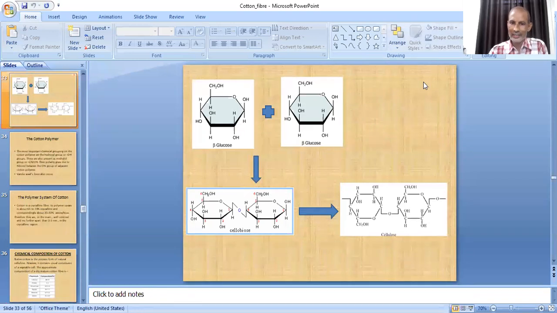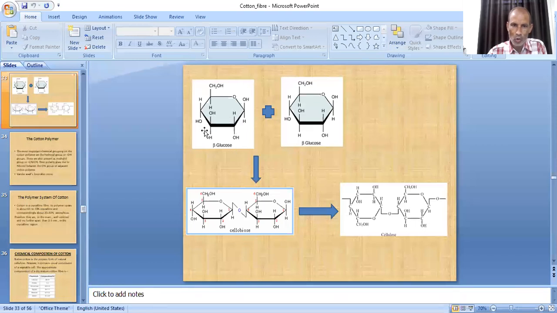So here you can understand this chemical formula for cellobiose and cellulose. One beta glucose unit is indicated here, another beta glucose unit. These two beta glucose units form one cellobiose unit with this oxygen bridge. These beta glucose units are joining with these oxygen bridges, this link, and you can observe here we have OH, OH, and OH.